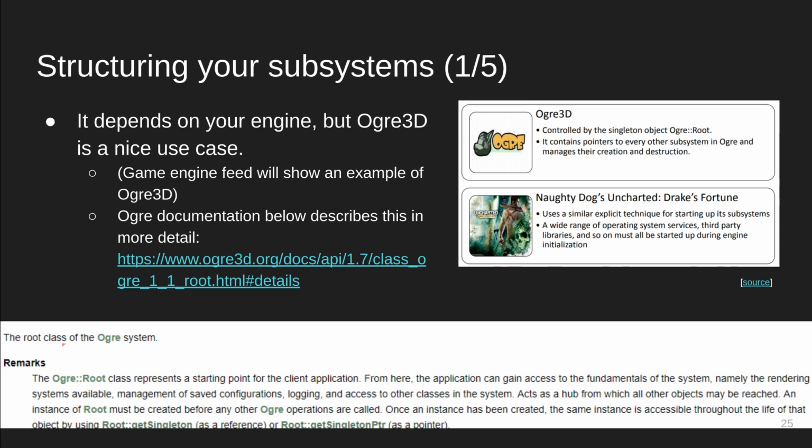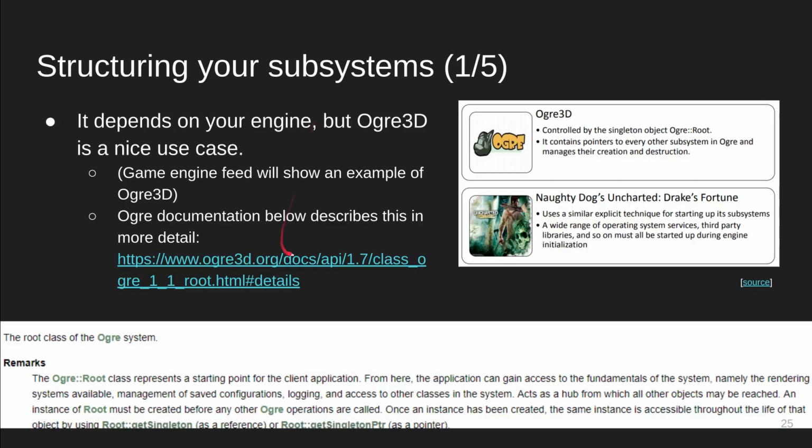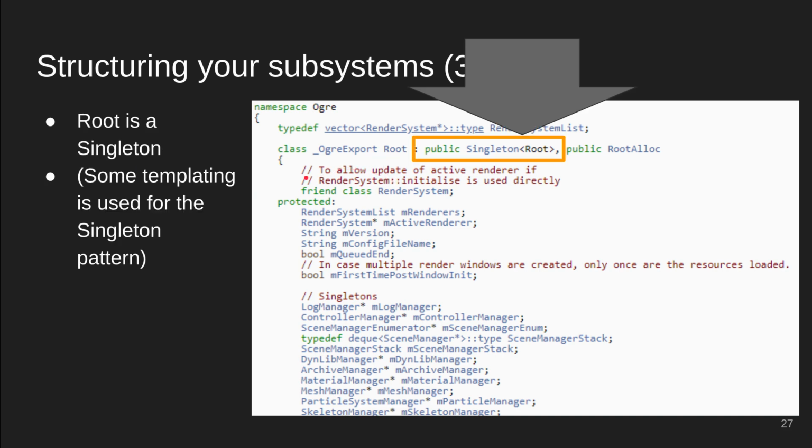So for example, they have a root class. If you read the remarks about the root class, it says it represents a starting point for the client application. From here, the application can gain access to the fundamentals of the system, namely the rendering systems, configurations, logging, and other systems, okay? So if you look at this, again, in Ogre, you can click this link to see the documentation. You can just sort of observe what's going on in the Ogre root class, so something that's very important. And it mentions that it is a singleton class, okay?